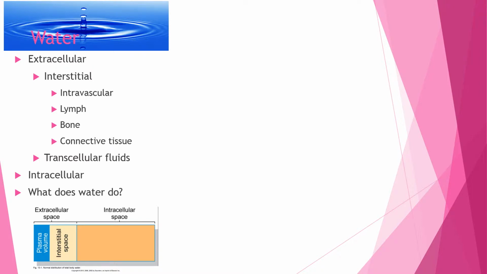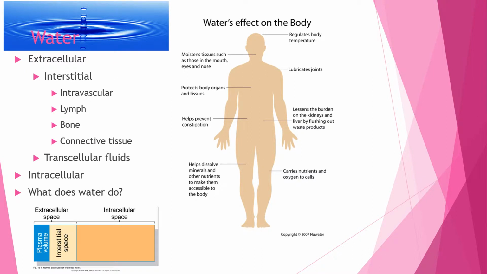So what does water do for our body? Water regulates body temperature, moistens tissues such as those in the mouth, eyes, and nose, protects body organs and tissues, lubricates joints, helps prevent constipation, lessens the burden on the kidneys and liver by flushing out waste products, helps dissolve minerals and other nutrients to make them accessible to the body, and carries nutrients and oxygen to cells.